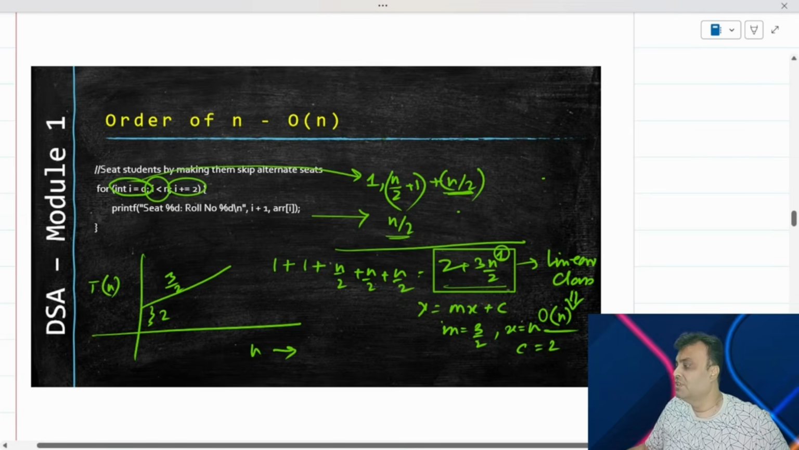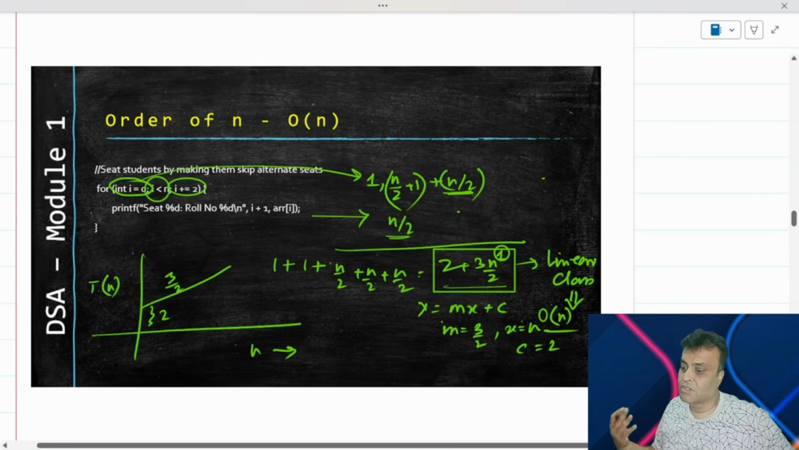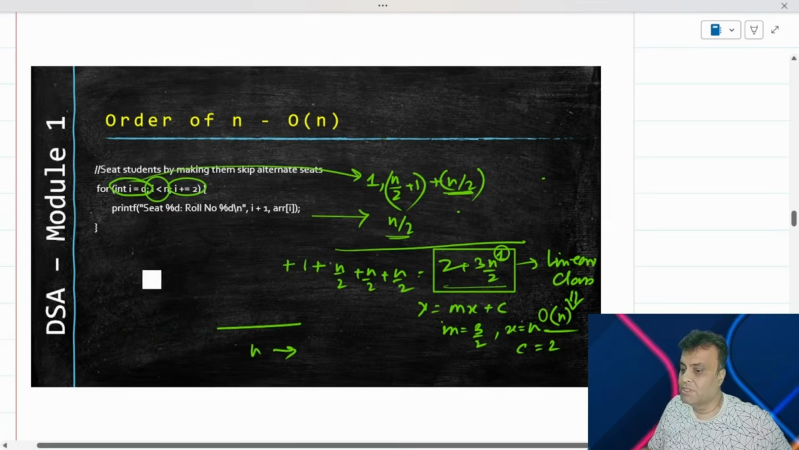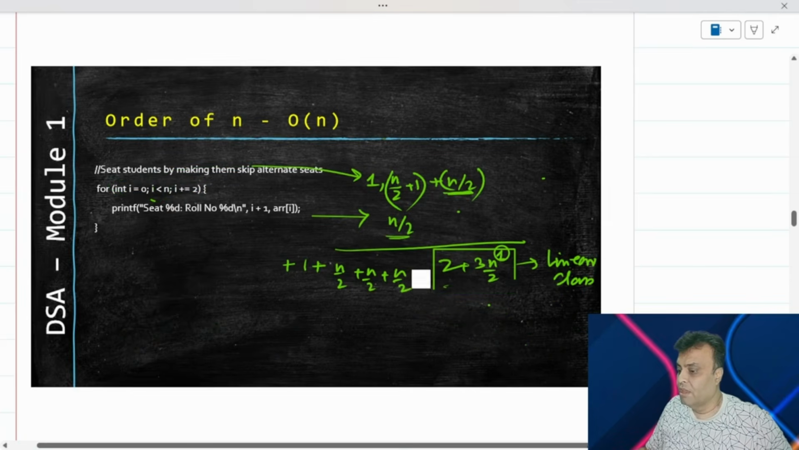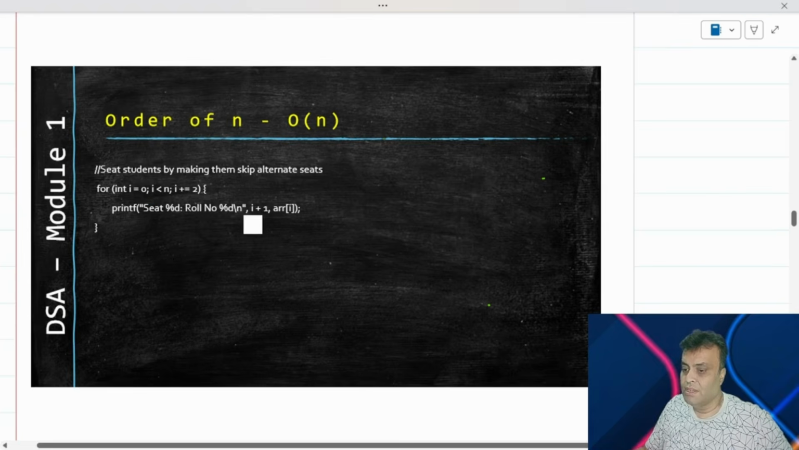3 by 2 is just a coefficient defining the slope. So slope, as I said, can be nullified by a fast or a smooth machine. And likewise the intercept. Doesn't matter from where you start. Right? So that's how we are calculating the time complexity of this also to be order of n.